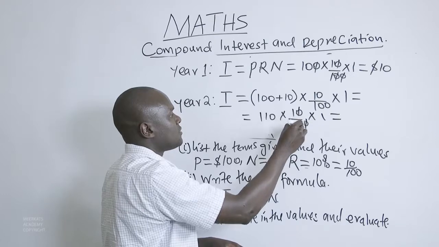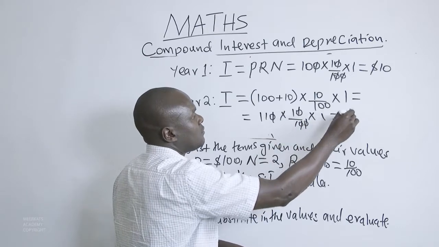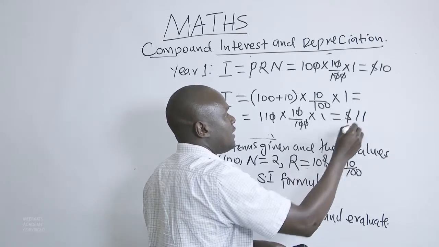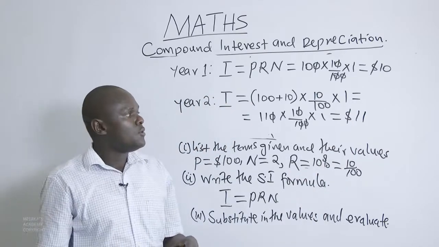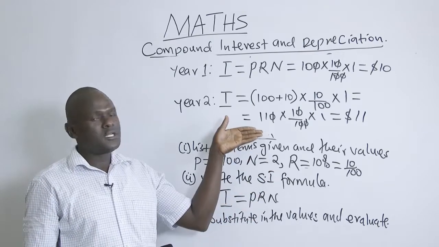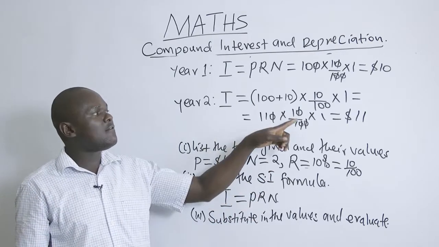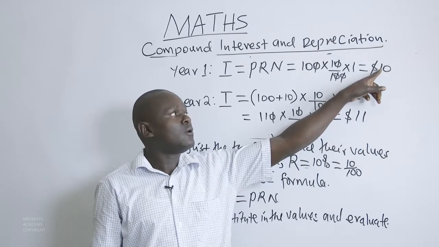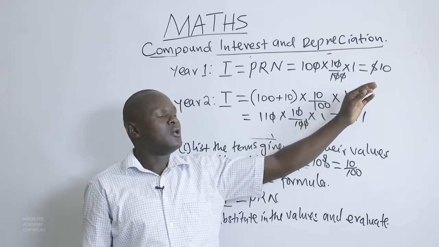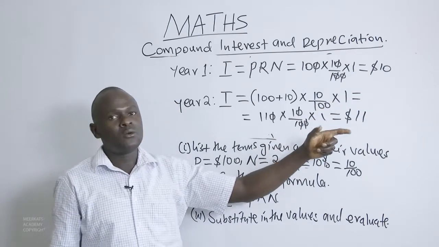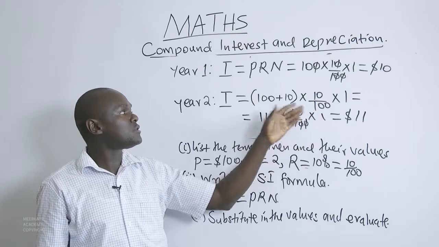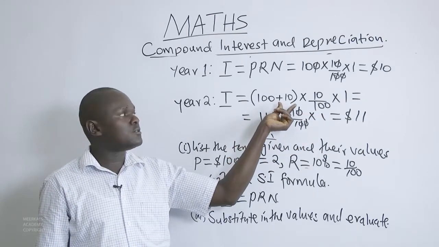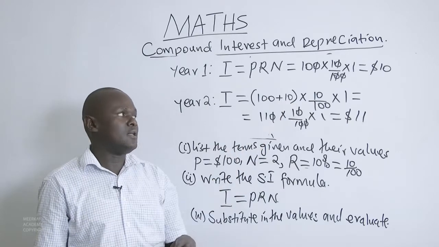This will give us an interest of $11. So you will discover that the interest in the second year is more than the interest in the first year. Why are we getting that difference? Because in the second year, we are not only accruing interest on the principal amount, but also on the interest that was accrued in the first year.